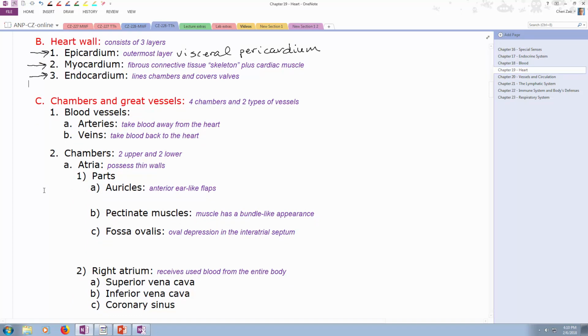So now let's take a look at the various chambers, of which there are just two types, a total of 4 chambers, and the great vessels, of which there are also just 2 types. The blood vessels that we'll be looking at are arteries and veins, and arteries always take blood away from the heart, and veins always take blood back to the heart. Arteries also always come off of ventricles, and veins always empty into atria.